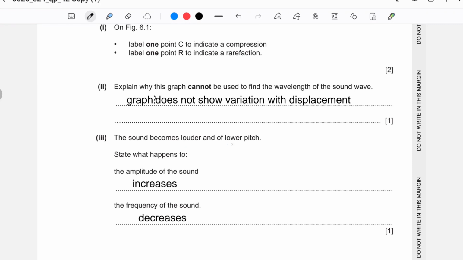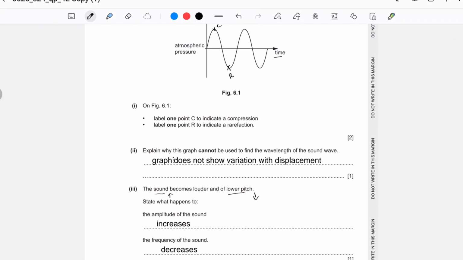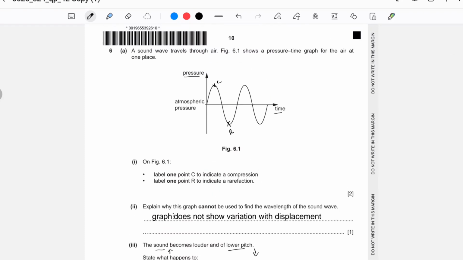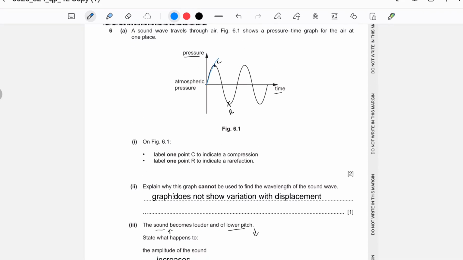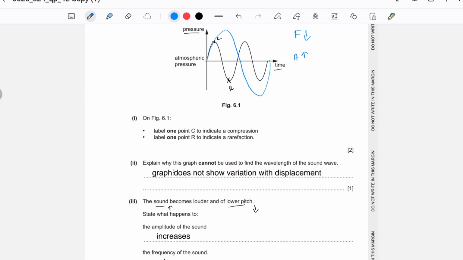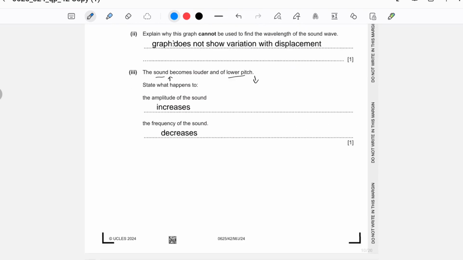The sound becomes louder and of low pitch. State what happens to amplitude and the frequency. So here the pitch decreases and the sound becomes louder. So in that case the amplitude would increase and the frequency would decrease. So it would look something like this. For example, if they ask us to sketch, this would be the graph. This is lower frequency and a higher amplitude than the previous one.